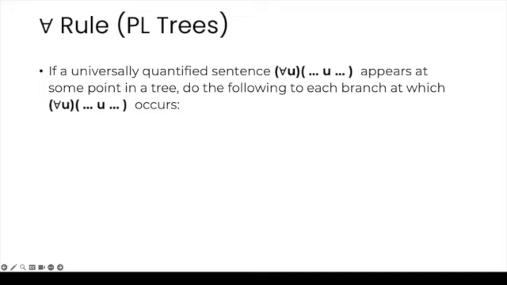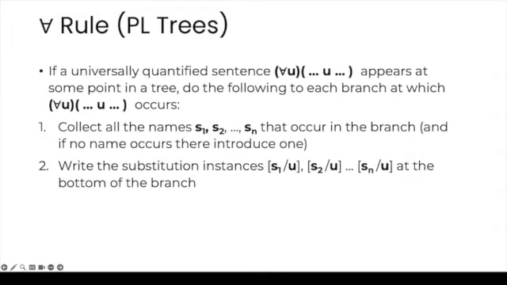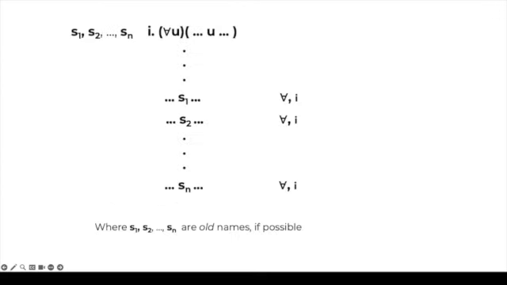Remember that U stands for any variable. Okay, here we go. If a universally quantified sentence appears at some point in a tree, do the following to each branch at which it occurs. First of all, collect all the names that occur in the branch. And if no name occurs there, introduce one. Second, write at the bottom of the branch one substitution instance for each of the names in use. Third, write a list of the names you just used to the left of the universal sentence you just exploited, while also refraining from checking it. And here's basically what I just said, but in a more graphical and condensed form.